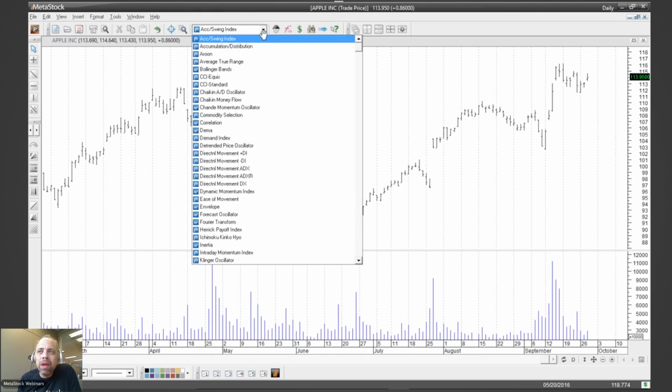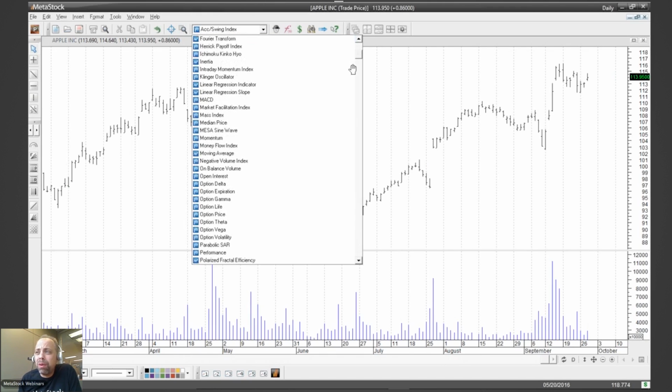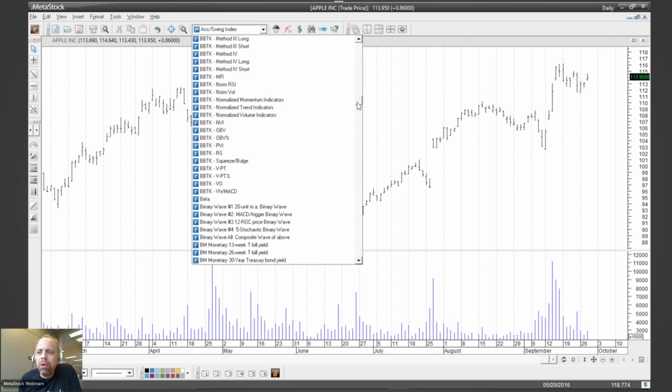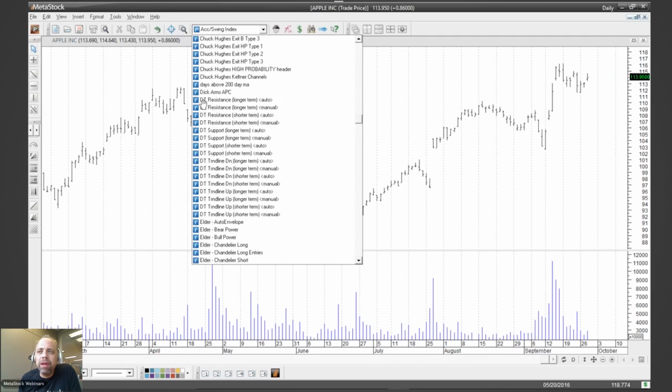Okay, so what I'm going to do is come in here and scroll down into the F indicators, the function-driven indicators. If I go down to DT, I'm going to see a lot of things that are called DT Resistance Long-Term, DT Resistance Short-Term, DT Support Short-Term, DT Trendline Long-Term, DT Trendline Short-Term, etc. These are pretty cool indicators. I actually have a template that I've designed that uses most of these. I'm going to show you how they work.